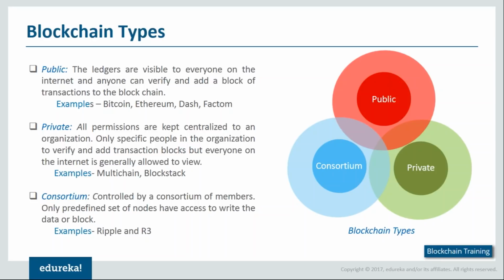Then you have something known as a consortium blockchain. A consortium blockchain is somewhere between the public and the private blockchain. Here the control is not completely restricted to one central authority, but to selected groups of nodes who have the access to either write or add a new block. But again, the ledger itself can be viewed by the public or can be restricted to people who need access to it. Examples for these are Ripple and R3. So depending on the needs, an organization can set up one of the three types.